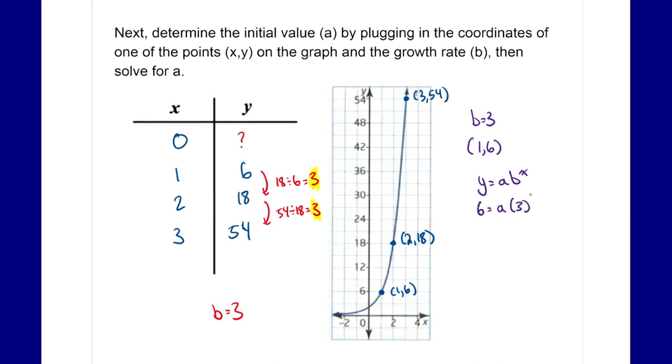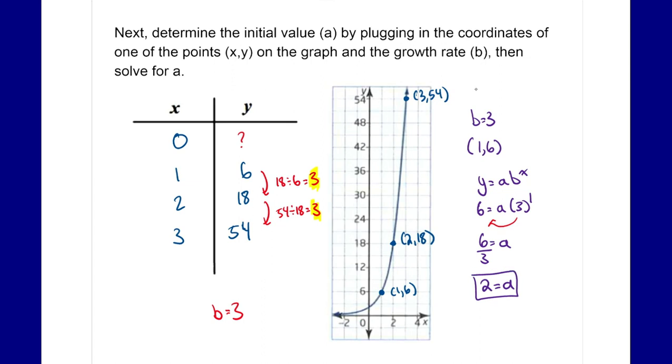And now I'm going to solve for my initial value, similar to what we've done in previous lessons. I'm going to bring this 3 over. It's going to become division. We're left with then 6 divided by 3 is equal to a, or 2 is equal to a.